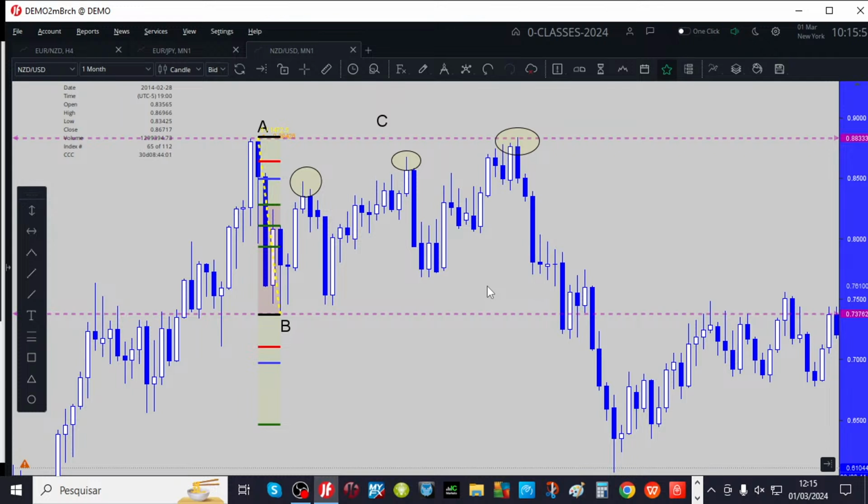The C is the highest point inside the AB boundary after the B, before the market hits the appropriate extension. The C is the highest point, not necessarily a high. It could be a high, but sometimes it's not, depending on how quick or violent the market is. The C is the highest point inside the AB boundary after the B before the market hits the appropriate extension.